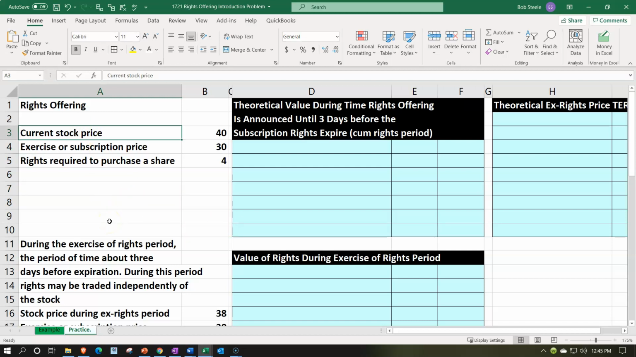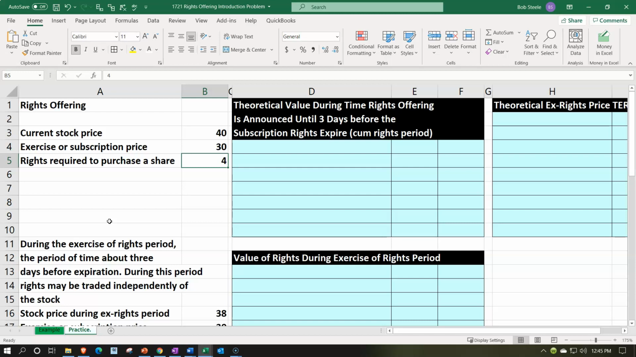We've got the current stock price before the rights offering goes out at $40. We've got the exercise or subscription price, which we're going to say is $30, and the rights required to purchase a share is 4. So they're going to be offering the rights offering out there, the price before this all takes place is $40, and then they can purchase at the discounted price of $30. If they use up 4 rights in order to do so, they're going to get 1 share, basically, per right.